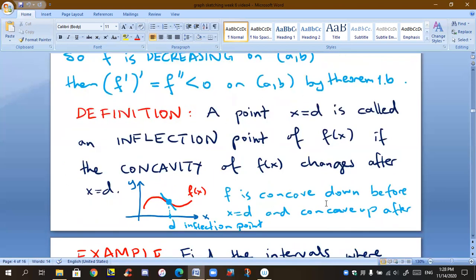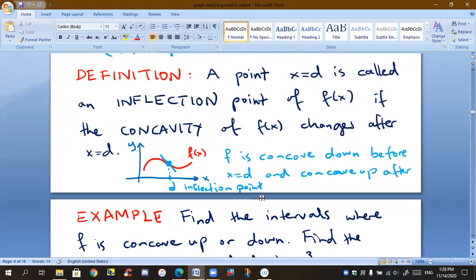Okay, another definition, actually this is the last definition. This is the definition of an inflection point. So a point x equals d is called an inflection point of f if the concavity of f changes at x equals d. So if the concavity changes at a point, then that concavity change point has a special name, inflection point. We don't say concavity change point, we just say inflection point. Look at this point d here. Before d, it's concave down. After d, it's concave up. And look at the tangent line picture there.